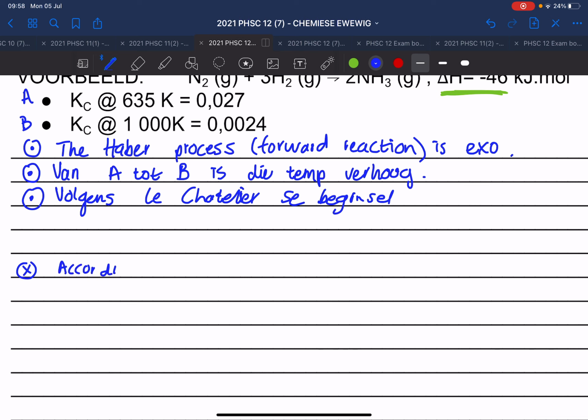According to Le Chatelier's principle. Le Chatelier's principle, like that.